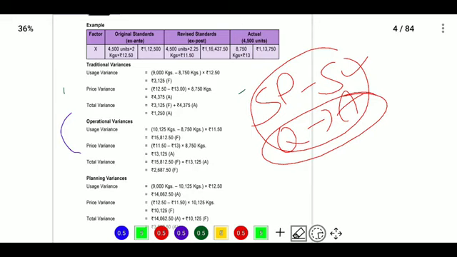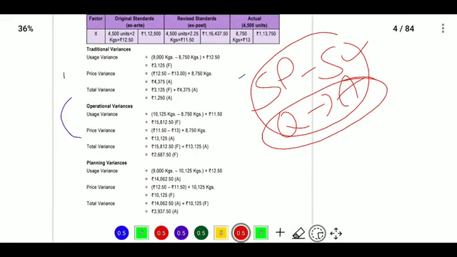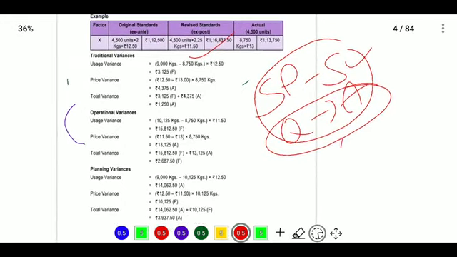For that we will take this. Here what will we take as the actual? This was the actual, the operation being done, so it will be treated as actual. That is the standard. For planning variance, first usage variance means quantity difference. 4500 into 2, that is 9000, and 4500 into 2.25. Which price will we take? Price means always standard price, 12.5.